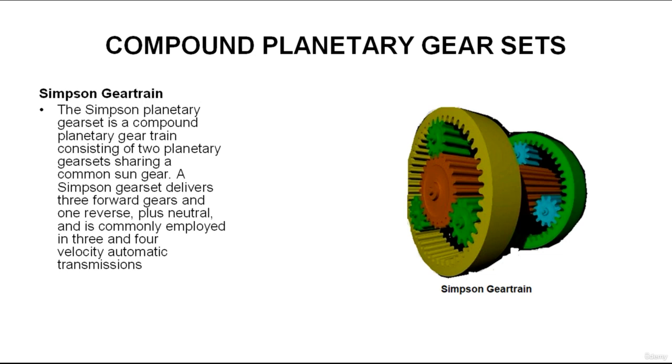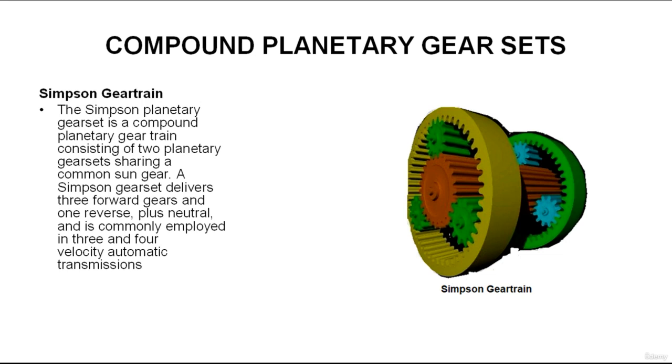There are two common designs of compound gear sets: the Simpson gear set, in which two planetary gear sets share a common sun gear, and the Ravigneaux gear set, which has two sun gears, two sets of planet gears, and a common ring gear. Many transmissions are fitted with additional single planetary gear sets connected in tandem to provide additional forward speed ratios.